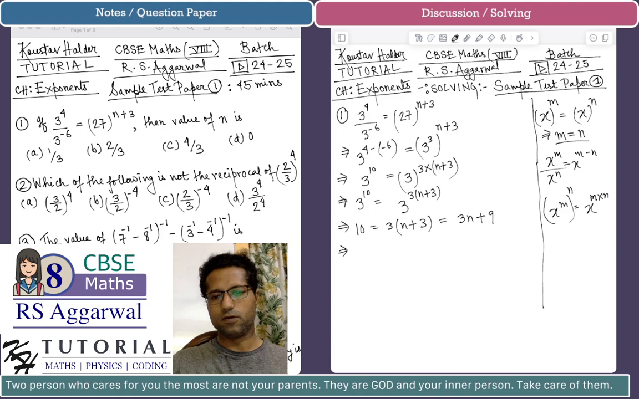From here I need to solve for n. Now I hope you have completed the chapter in class 7 about linear equations in one variable, so this should be very easy for you. So 3n equals 10 minus 9 equals 1. This implies n equals 1 by 3. So n equals 1 by 3, and the correct choice is A.